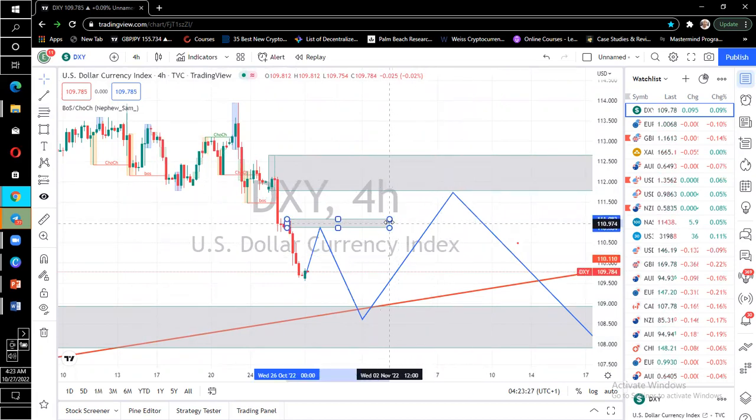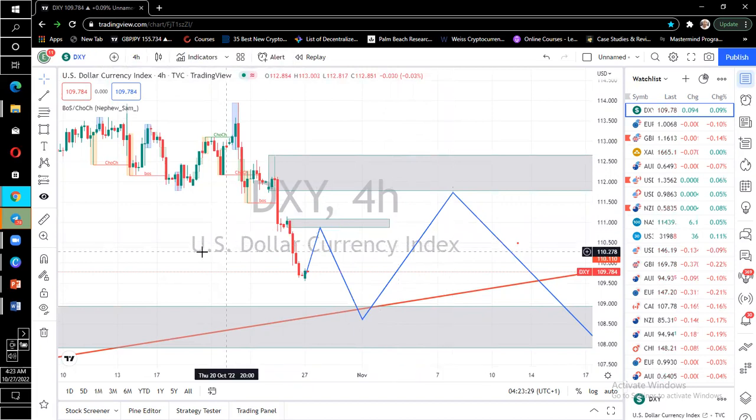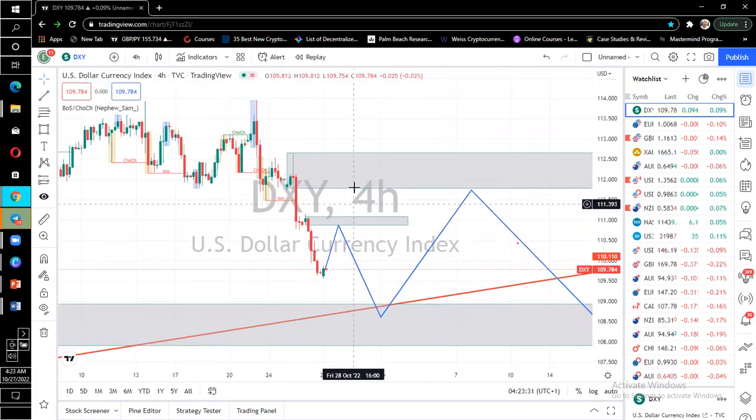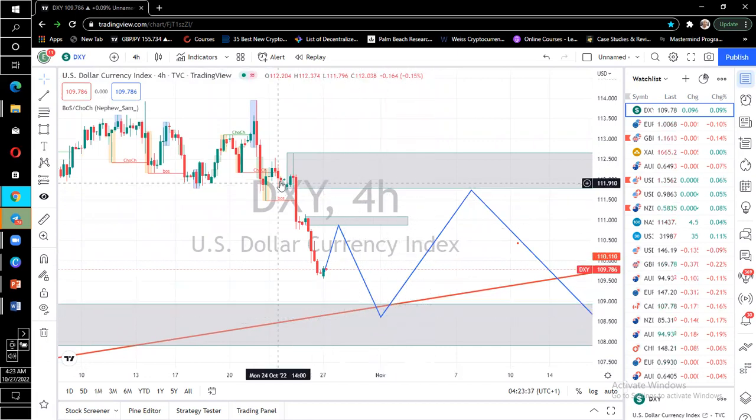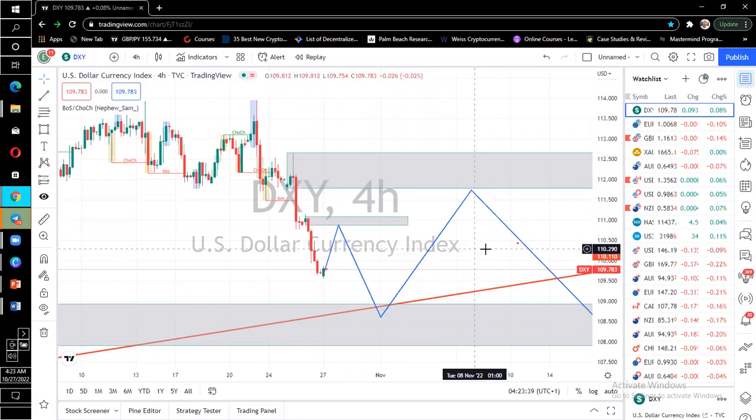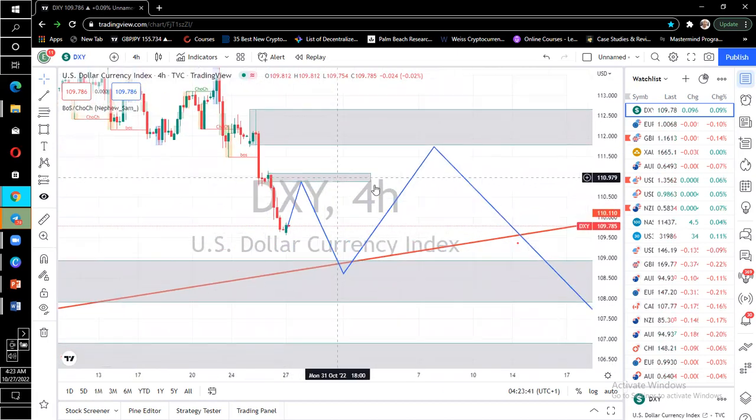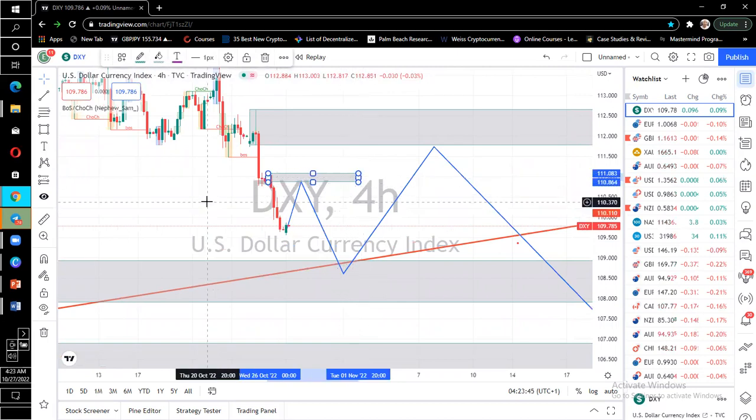And that is what we'll be expecting from this particular pair. So we want to see a pullback, stop hunt, take away this liquidity, then go back again, tap into this level, then it will come down. All right, this actually will take all through next week to play out. Good.